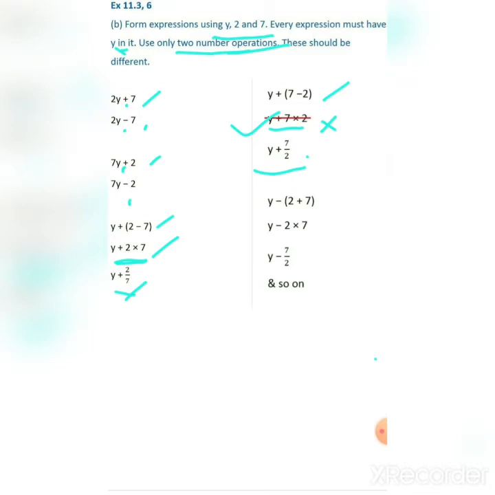That means many more different expressions can be formed. So here comes your homework also. Use your own logic and try to make more expressions. Okay. Now let's move to the second question.